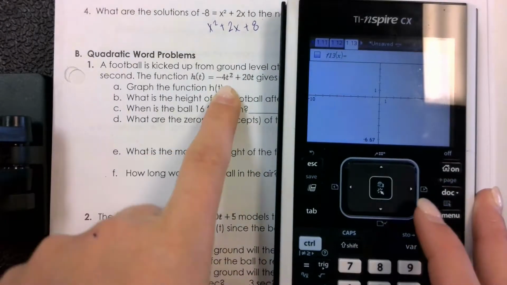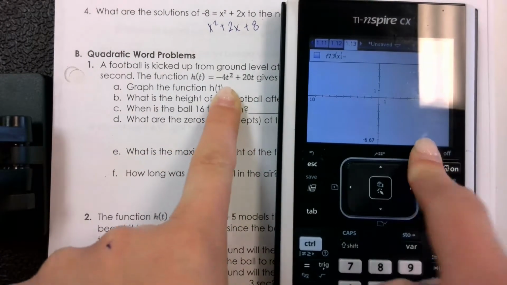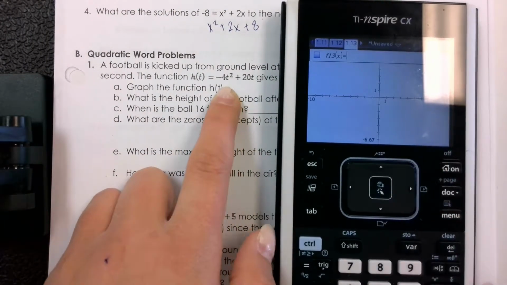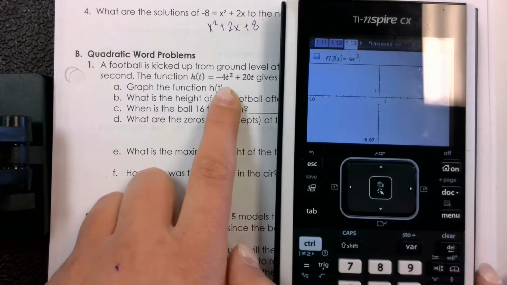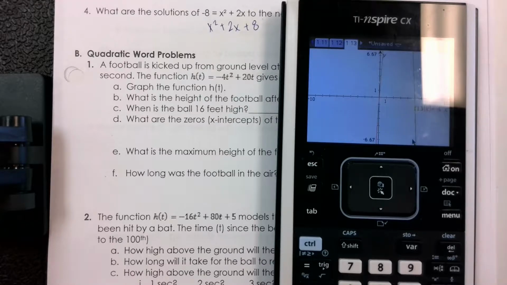Can we put t's in here? What do you put instead? X's, so negative 4x squared plus 20x. So we've got our graph. Everybody graphed? So remember, anything I'm doing, you're doing. Yeah? You gotta know how to do this. It's too easy to not learn how to do this. It's all in the calculator.